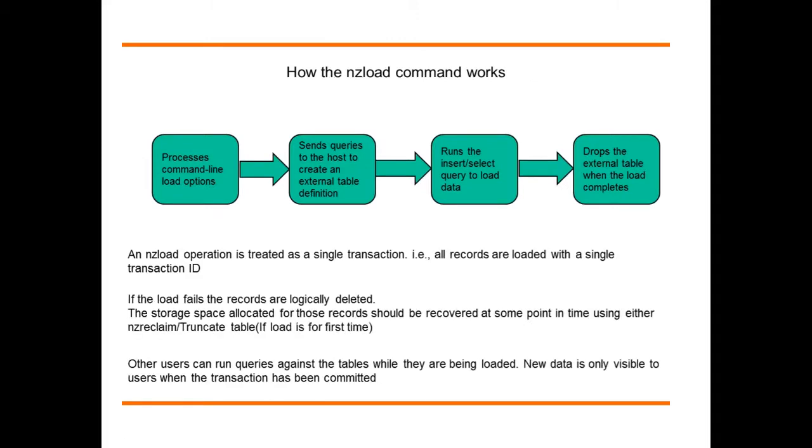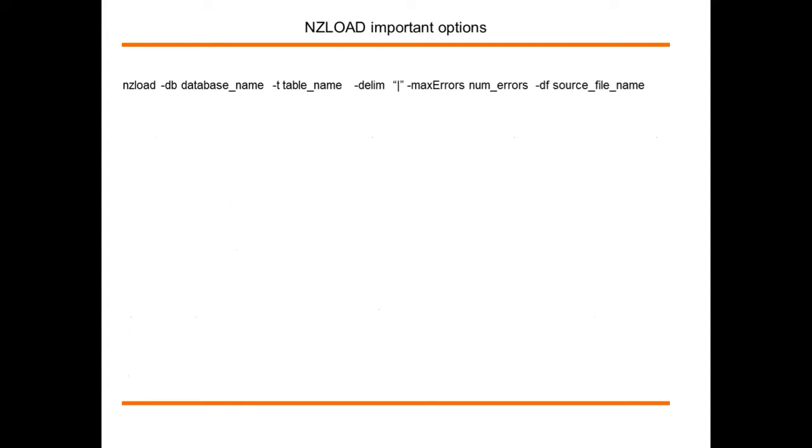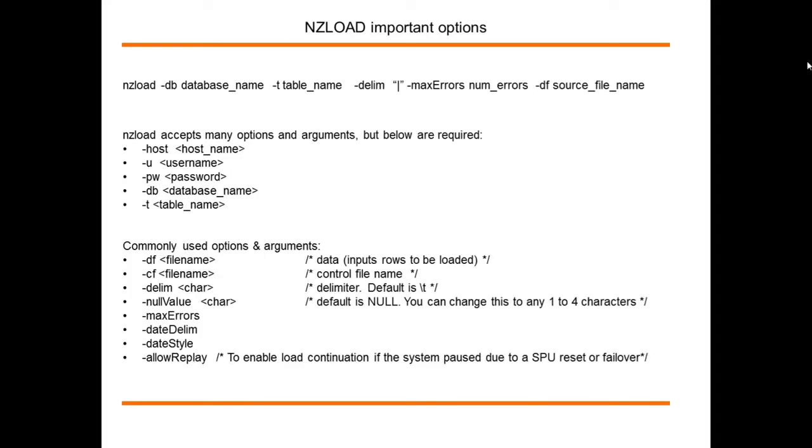ngload takes a set of command line options, such as the ones we pass to ngSQL using -d, -t and -schema. Similarly, it takes a bunch of options and converts those options into queries. It does the load, drops the external table, and returns us the command prompt again. Now, if I show you what I am talking about, these are the options.